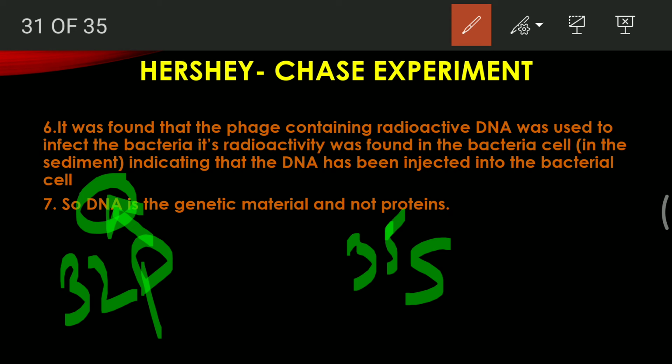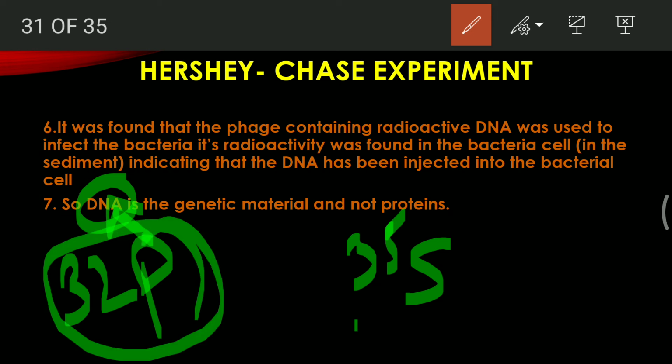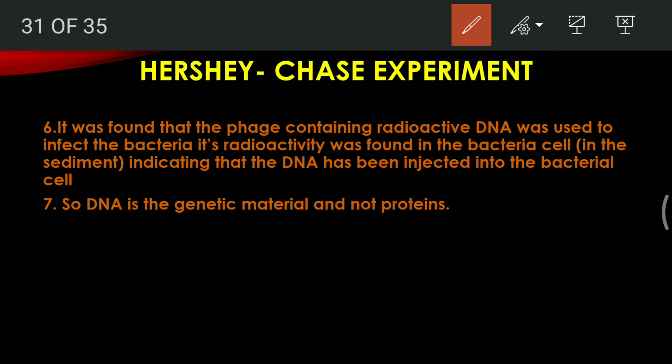So in this way, if you proceed with the experiment, you will see that phosphorus P32 is incorporated inside the genetic material, whereas S35 is falling off as supernatant, as a substance floating over the surface of the centrifuged tube. And this made it evident that DNA is the genetic material. Okay, so this is all about the Hershey and Chase experiment.